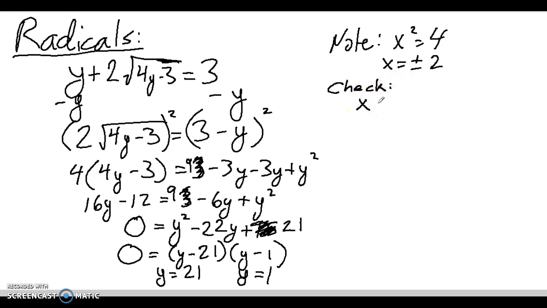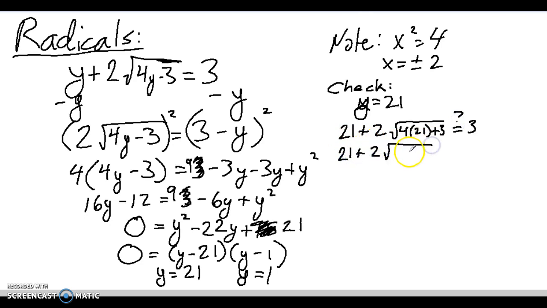Let's first look at y equals 21. If I plug that into the original equation, I have 21 plus 2 times the square root of 4 times 21 minus 3, and ask, is that equal to 3? Well, that's 21 plus 2 times the square root. 4 times 21 is 84, right? Why is that a plus 3? That should be a minus 3. There we go.